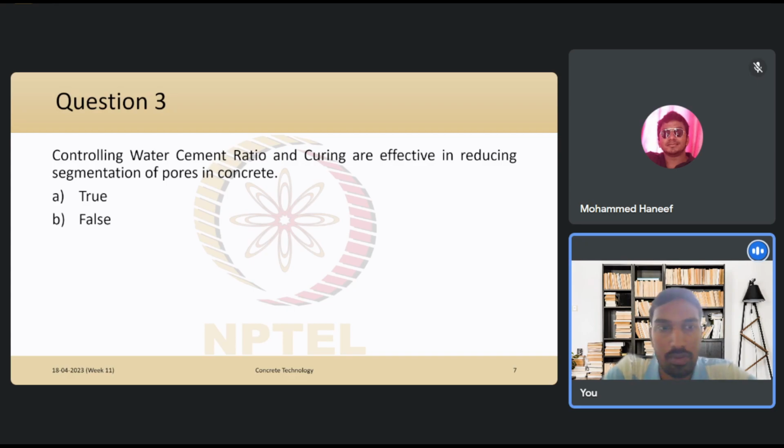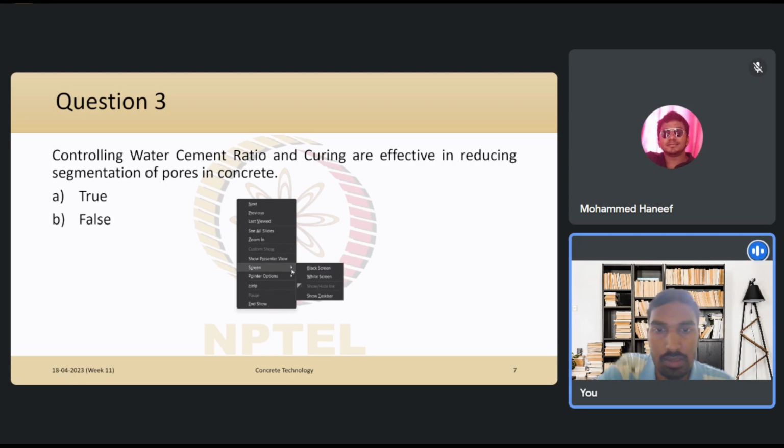We have one vote for option A. Okay, so the right answer is option A. It is true. So here we are asking whether controlling the water to cement ratio and curing has an effect on the segmentation of pores.